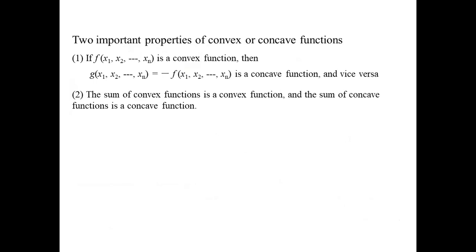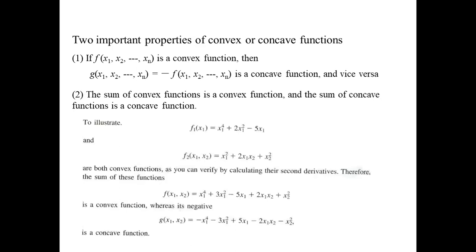So there are 2 important properties of convex and concave functions. If a function is convex, then the negative of the function is concave, and vice versa. And the sum of convex functions is convex. There are properties associated with convexity. The sum, also the finite intersection of convex functions, is convex. The sum of concave functions is concave. I mean, whatever works for a convex function, all the properties work for a concave function.